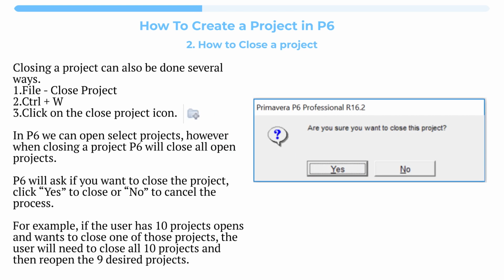Closing a project can also be done several ways. 1. File, Close Project. 2. Ctrl+W. 3. Click on the Close Project icon. In P6 we can open select projects, however when closing a project, P6 will close all open projects. P6 will ask if you want to close the project. Click Yes to close or No to cancel the process. For example, if the user has 10 projects open and wants to close one of those projects, the user will need to close all 10 projects and then reopen the 9 desired projects.